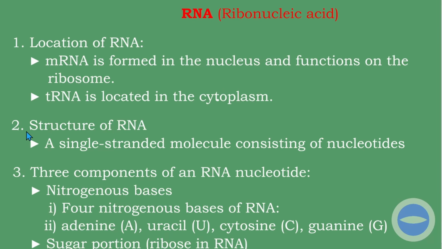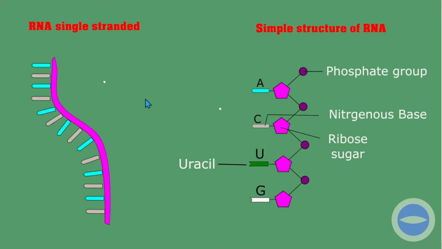And then number 2, the structure of an RNA. You must know the structure of an RNA. RNA is a single-stranded molecule consisting of nucleotides. So here is a simple structure of an RNA. You remember DNA is double-stranded. RNA is single-stranded. That is the difference. And also RNA is made up of nucleotides. Then it contains a phosphate group, a nitrogenous base, and ribose sugar. The sugar that we find in an RNA is called ribose sugar.